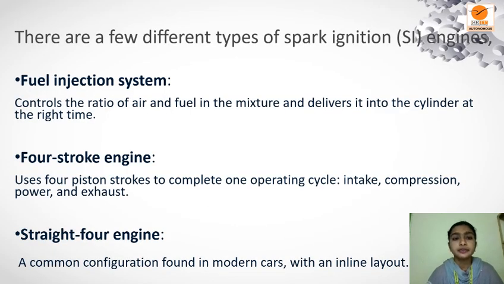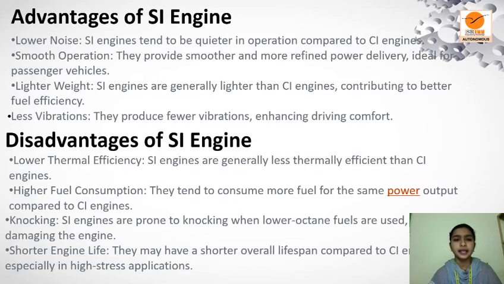There are a few different types of spark ignition engines. Fuel injection system, four-stroke engine, straight four engine. The fuel injection system controls the ratio of air and fuel in the mixture and delivers it into the cylinder at the right time. The four-stroke engine uses four piston strokes to complete one operating cycle: intake, compression, power and exhaust. The straight four engine is a common configuration found in modern cars with an inline layout.